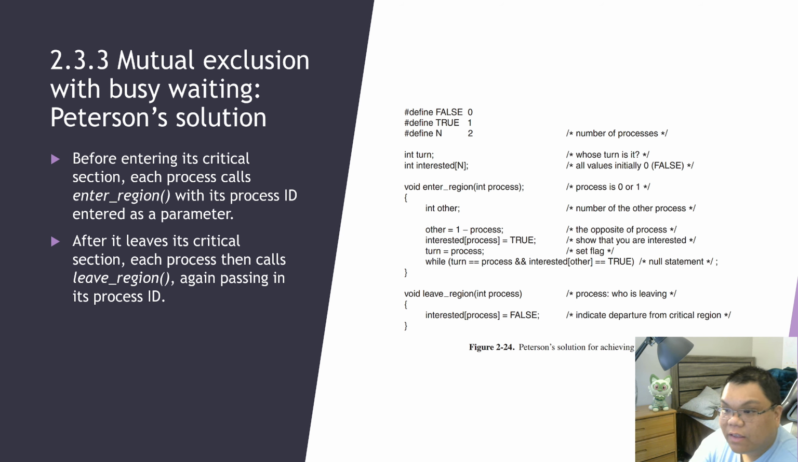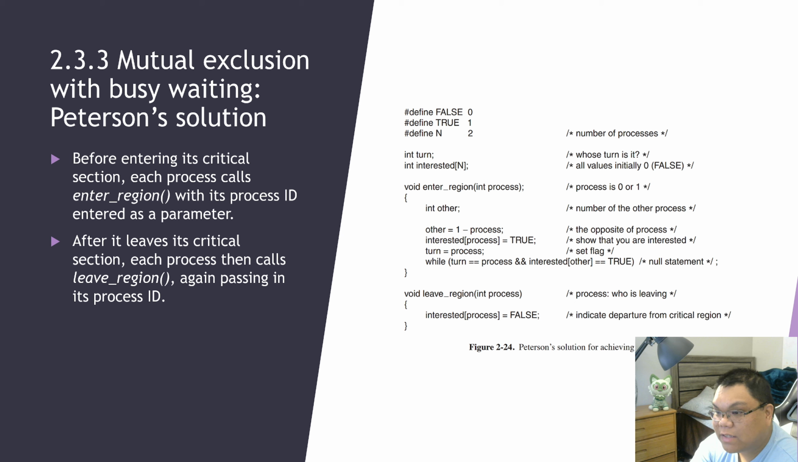Before entering its critical section, each process calls enter region and passes in its process ID. A process ID in this context is not the process ID assigned by the operating system, but rather an ID assigned by, say, the programmer, used as a convenient means of identifying which process is which. So we have process 0 and process 1 in this example, not going by the process IDs that the OS would give to these processes. Regardless, either process must call enter region and pass in its process ID.